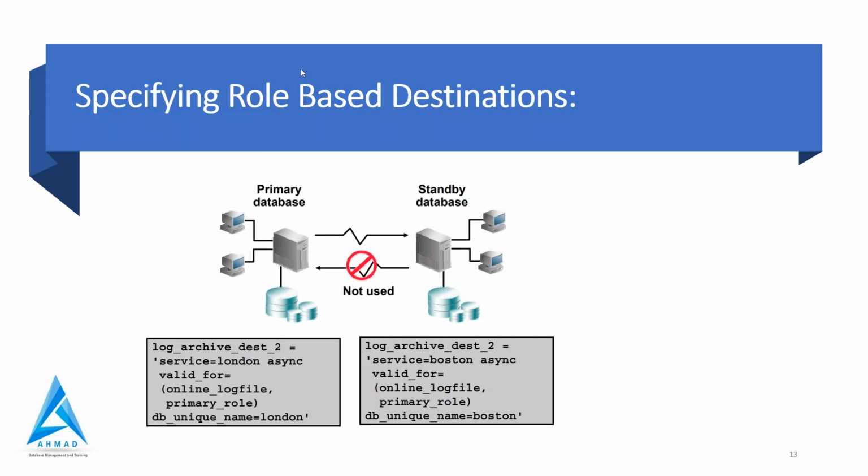And how do you specify a role-based destination? So these are the two things, primary and standby. On the primary side, you are specifying log archive dest 2 service equals London. And then on the standby, you are specifying log archive dest 2 service equals Boston. So these are the service names. So when you switch over, at that time this plays an important role.